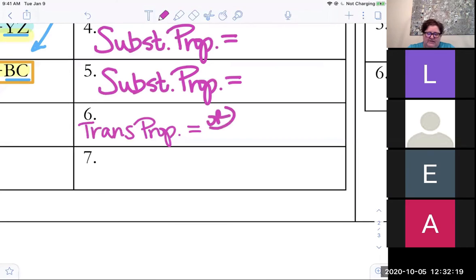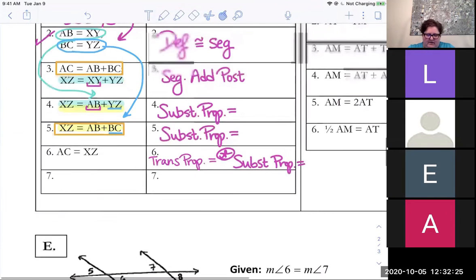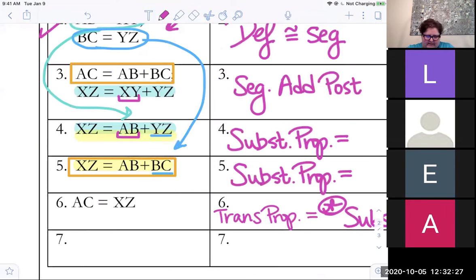It's also substitution because you could say, all right, in place of AB plus BC, I'm going to plug in XZ. So I'm going to leave AC where it is, but I'm going to take AB plus BC out, and I'm going to put XZ in its place. And then I'll have AC equals XZ. So you can consider it substitution, or you can consider it transitive.